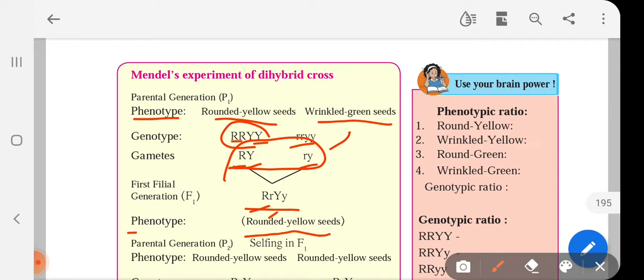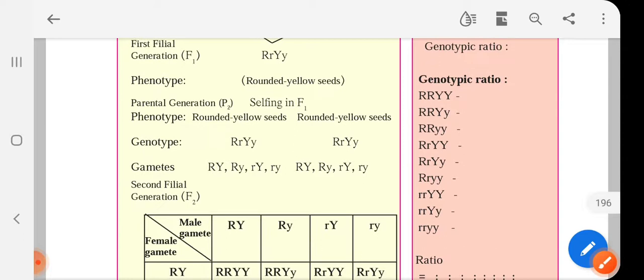Now here you should understand that the phenotype of the first generation will be the same as the parent, but they are not homozygous, they are heterozygous. Now if these are treated as parents, this becomes P2, the second parent generation. Now let us see how they are going to cross with each other.